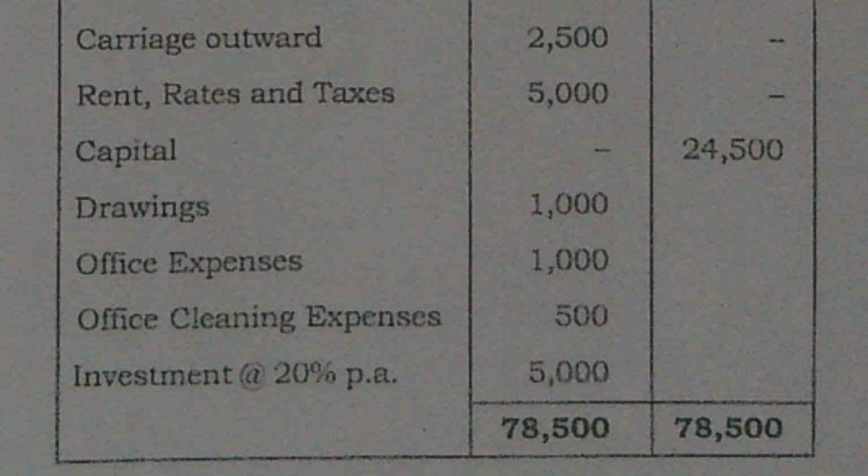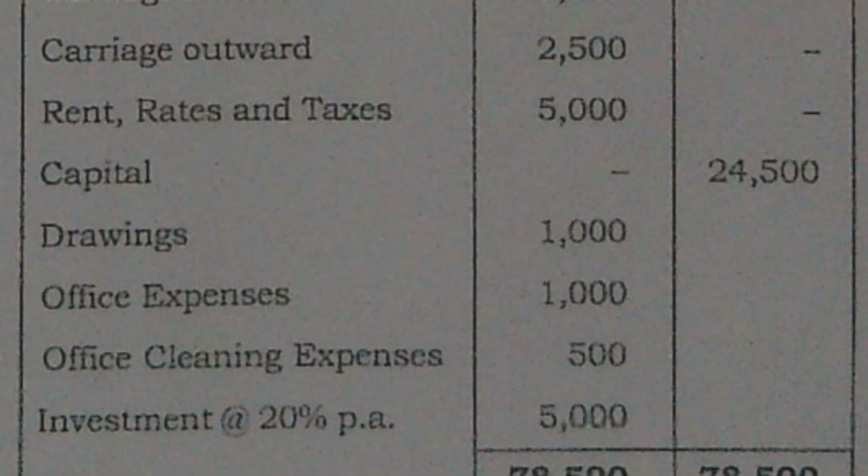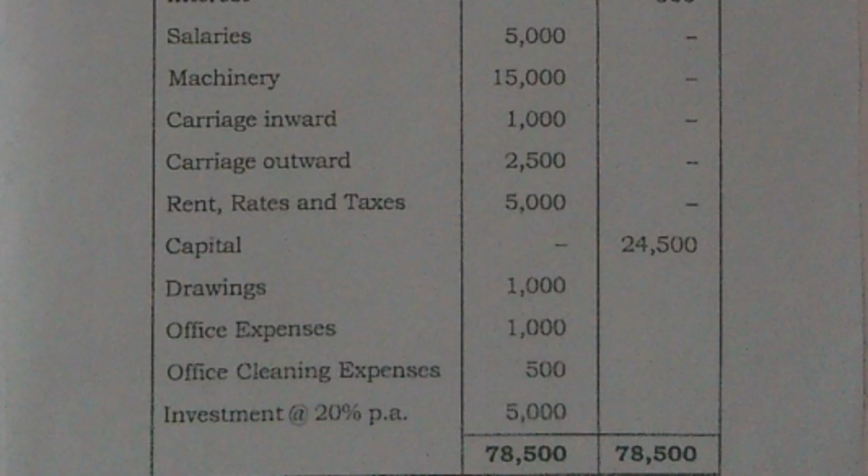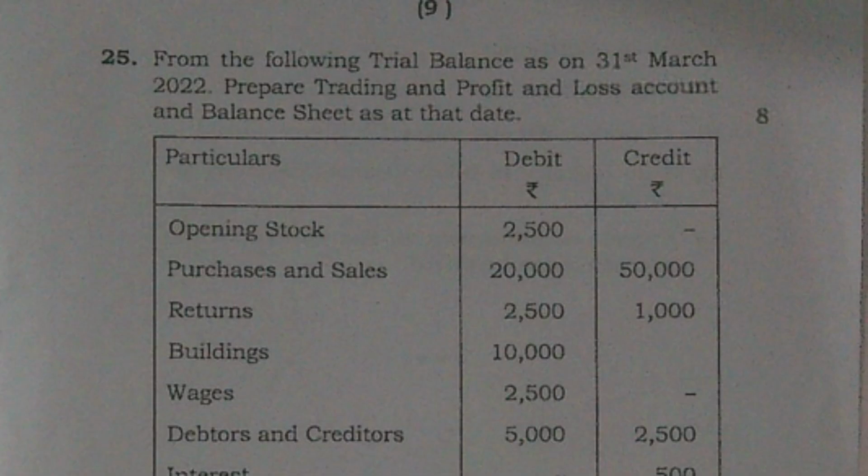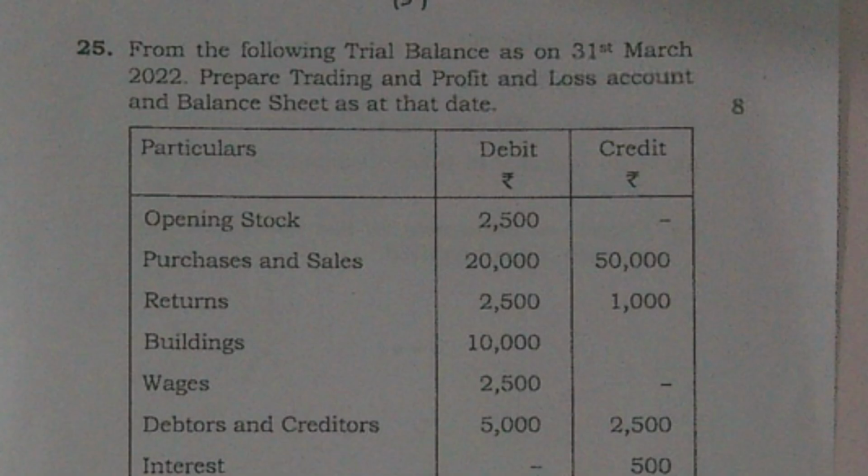The rest are expenses and machinery assets. Then capital is a personal account, then drawings, and the capital balance is 24,500. Beside this question, this is your trial balance. From the following trial balance, you have to prepare the trading account, profit and loss account and balance sheet.